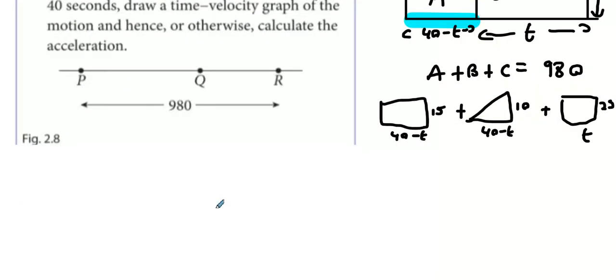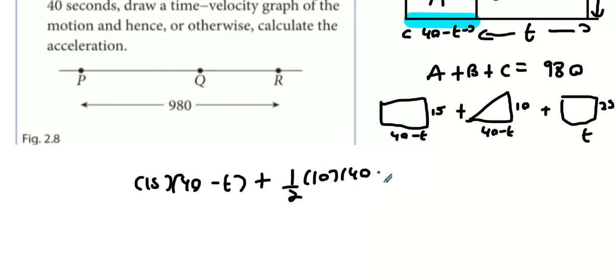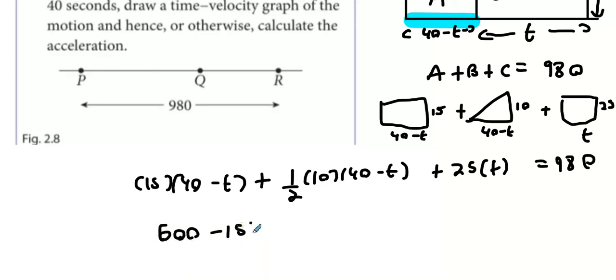All we need to do is mill through this now. So it's going to be a half 15 times 40 minus t. Oh, sorry, it's a rectangle. Thank you. And for rectangles you don't need the half times, so it's going to be 10 times 40 minus t. And the last one is 25 multiplied by t, and this all equals 980. So we're going to get 600 minus 15t, this is going to be 5 times 40 is 200 minus 5t, that's going to be 25t, and that equals 980.